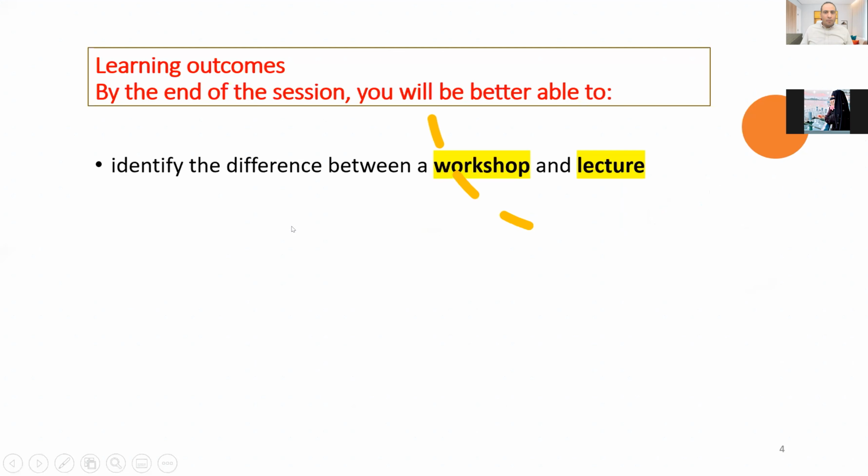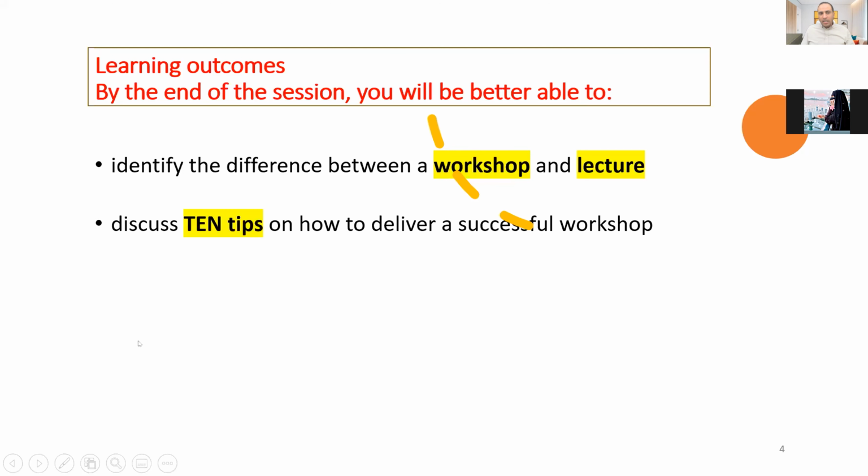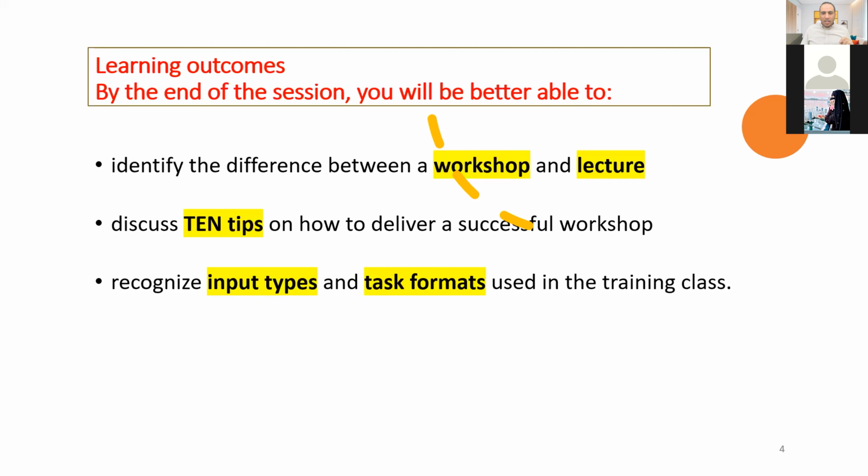All right, now for this session, we have three main objectives. The first one is to identify the difference between a workshop and a lecture. This is objective number one. The second one is the core of this session, the meat of this session: 10 tips on how to deliver a successful workshop. That's the objective that you came today for. A third one, a minor objective today, is to differentiate between the input types and the task formats.